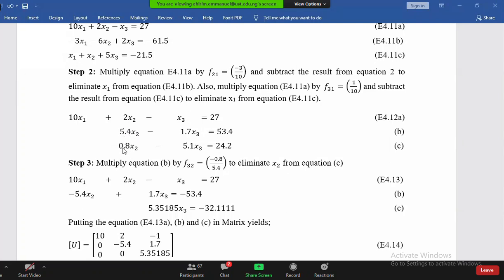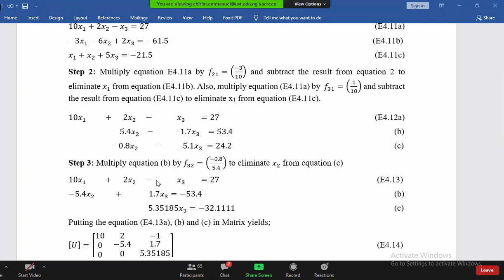So it will be minus 0.8 over 5.4. That will give us F32. You can see it. When we do that, we have a triangular matrix. This minus 5.4x2 is supposed to be under the 2x2 so that you can appreciate the upper triangular matrix. And this 1.7 x3 is supposed to be under x3 here, and this moves down to this place. So these are just rearrangement because of printing or something like that. But that is how it is done.